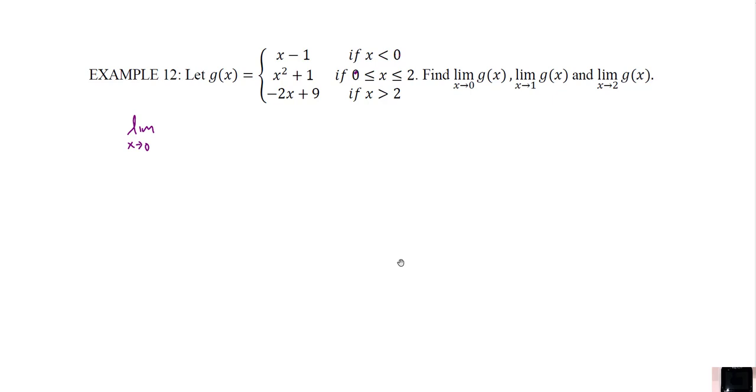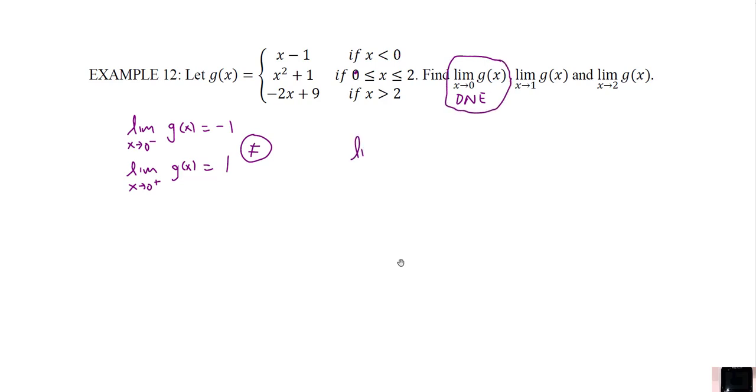The limit as x approaches 0 from the left of g of x. From the left means we'd be following the top branch. 0 minus 1 is negative 1. Limit as x approaches 0 from the right means we'd be following the middle branch. 0 squared is 0, 0 plus 1 is 1. Uh-oh, the limit from the left and the limit from the right don't agree, so the limit as x approaches 0 does not exist.